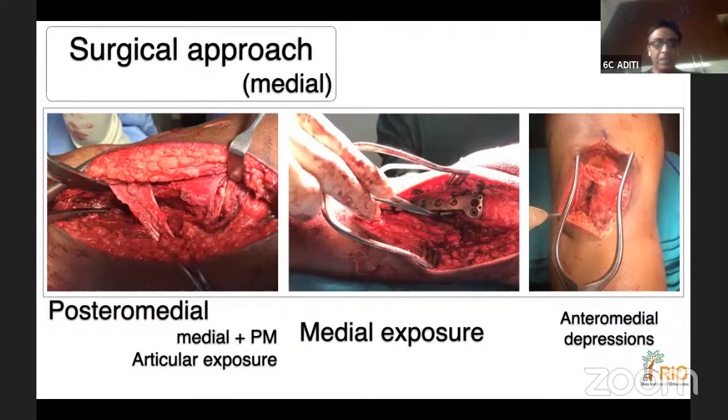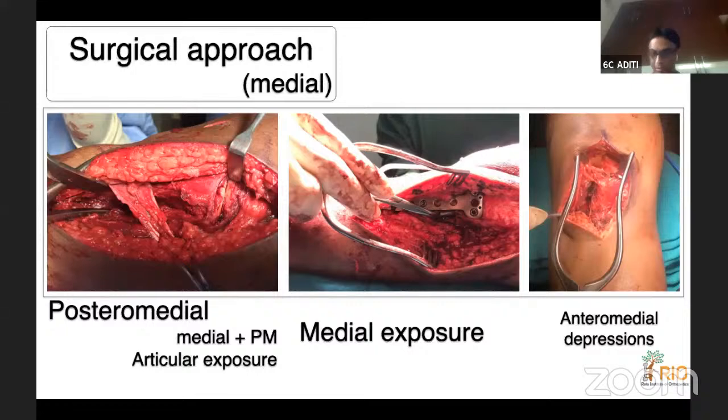Surgical approaches are the standard approaches that we use in fresh tibial plateau fractures. For the medial side, you can use a posteromedial exposure, which will give you access to the medial column and also the posterior part of the medial column. If you want articular exposure, you can get it by making sure you take care of the deep MCL and work on both sides of it.